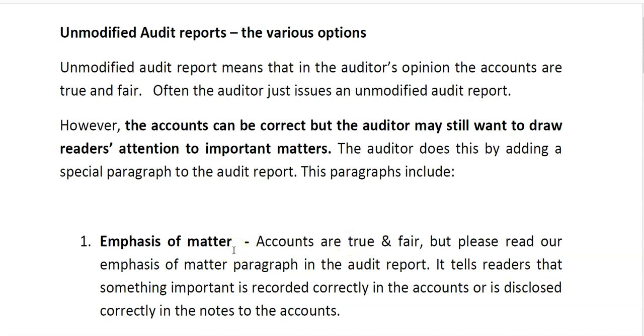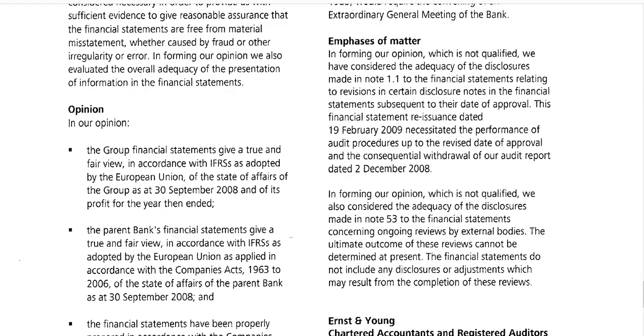And so the first one is an emphasis of matter. So the accounts are true and fair, but basically read our emphasis of matter paragraph. And what this does, it tells readers that something important has been recorded correctly in the accounts, or is disclosed correctly in the notes to the accounts. And an example of that is here.